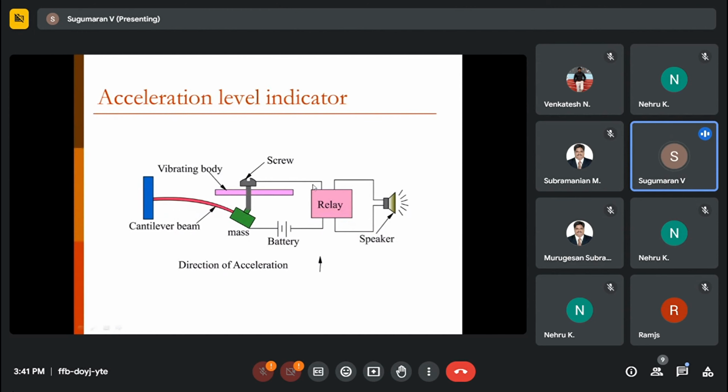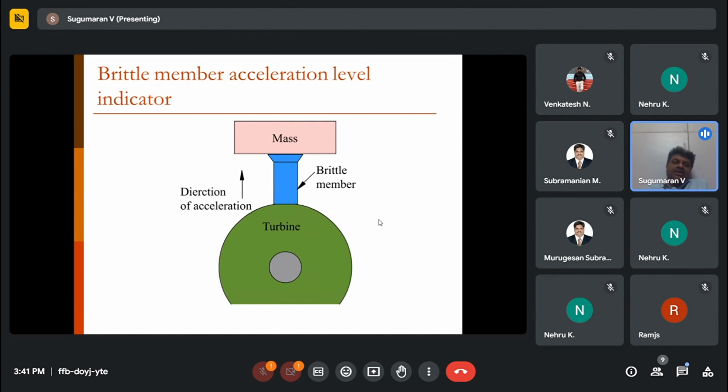So there will be intermittent on and off that triggers the relay intermittently, which triggers both light indication and audio indication. Through a speaker you can give audio indication, through light you can give light indication, so that this can be used as a vibration level indicator whenever the machine goes beyond a certain level. This is a very old type, a brittle member. Again, this is also a level indicator, but mechanical type. You take a mass about this, like your little finger size, whereas the turbine is your room size.